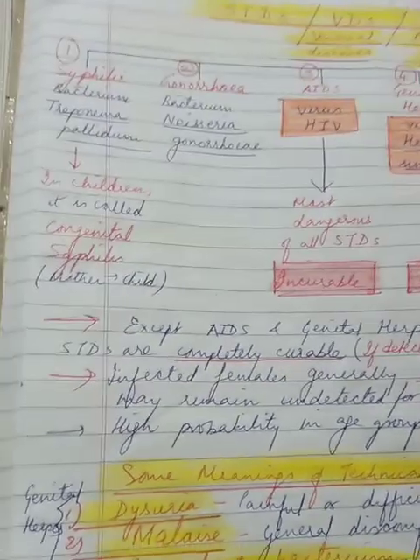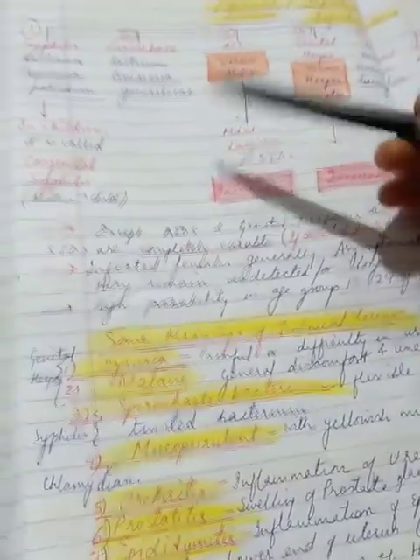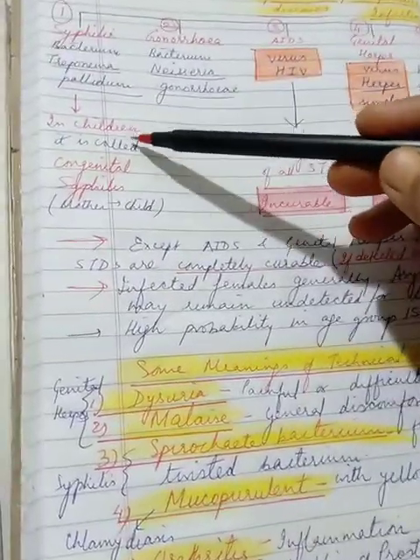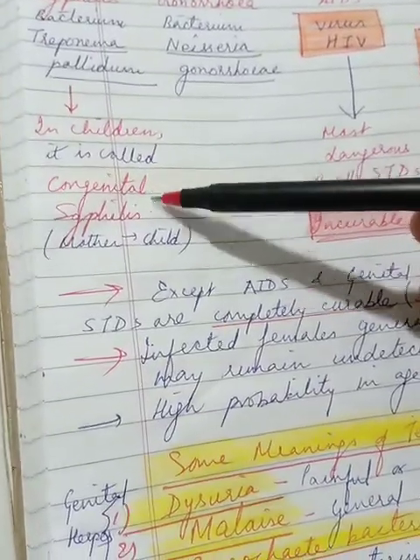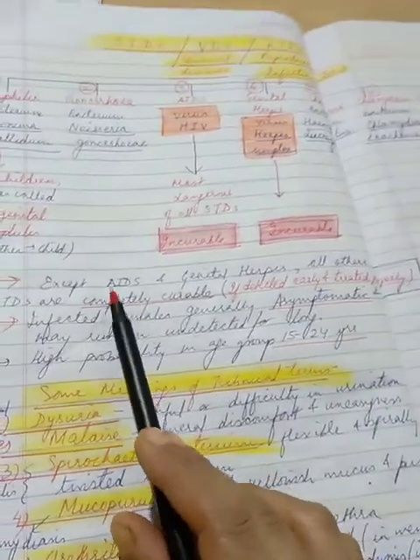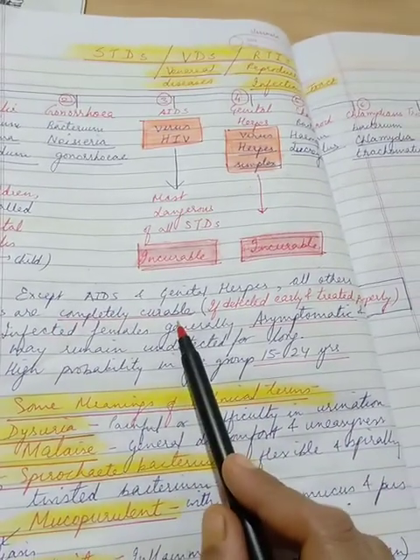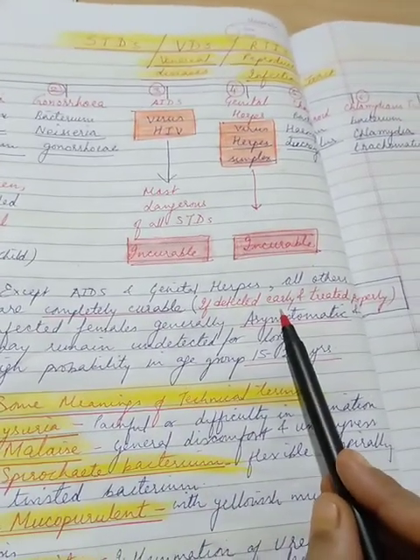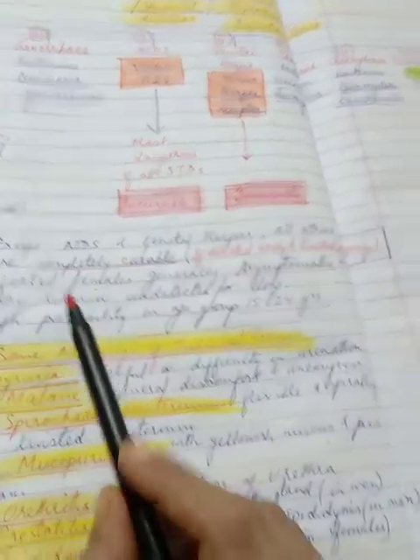The first thing, I would like to introduce some terms, children, before we move to the details, right? Like syphilis is seen in children also by birth. So in that case, you'll call it congenital syphilis when it is transmitted from mother to child. Then this I have already told you that except AIDS and genital herpes, all others are completely curable if treated early or detected early or treated properly.